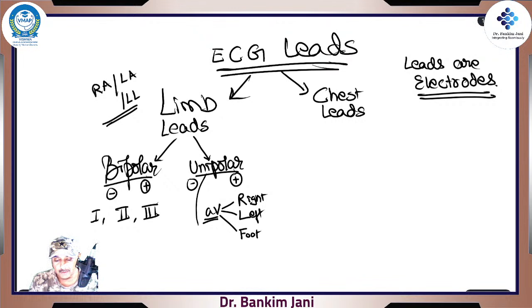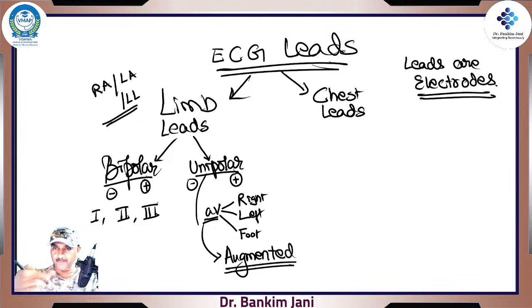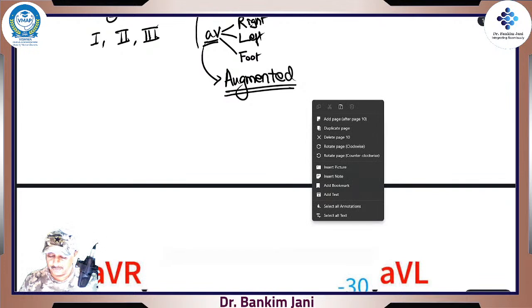A stands for augmented. In electronics, the augmented system is needed when you really want to multiply the effect. The current we measure in case of VR, VL and VF is very low, so we need to enhance it. When we enhance it, it is called augmented, meaning we are increasing it. But why should we increase it? Why not leave it as it is? Because in that case, instead of the thin ECG paper, we would have to use newspaper. I'll show you why. We add one more page.